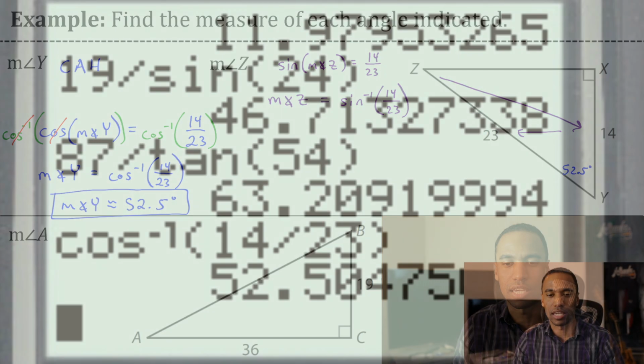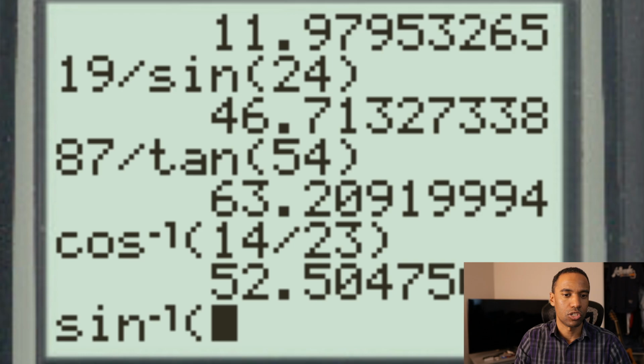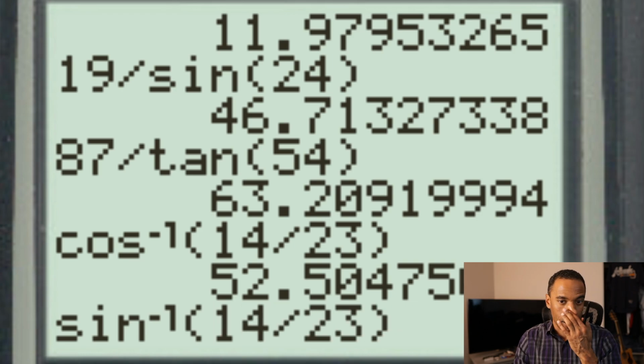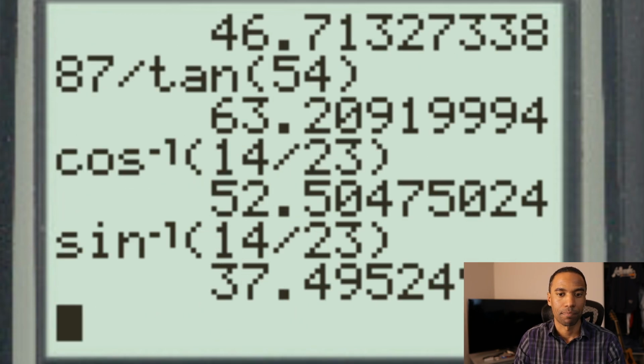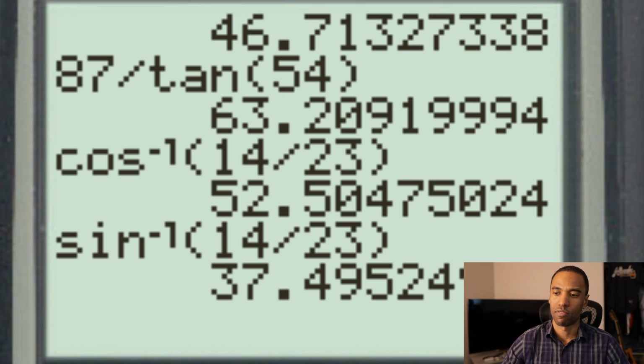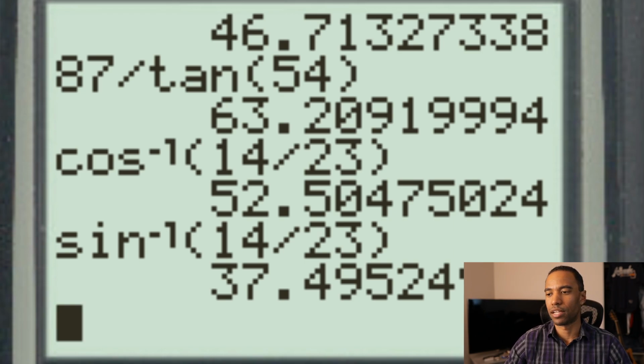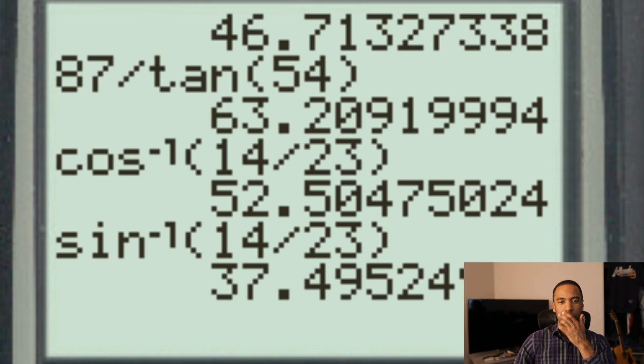So, hey, I know what that looks like in a graphing calculator. We're going to do the inverse sine of 14 over 23, and it's going to give us about that 37.5 number, right? 37.49. I get to round that up to 37.5. So the measure of angle Z is about 37.5 degrees.